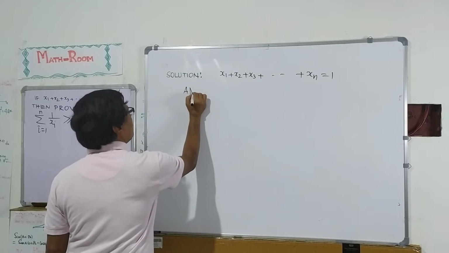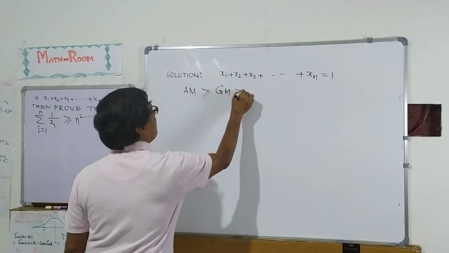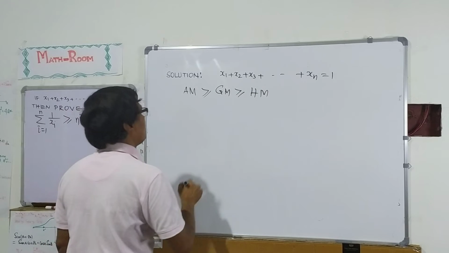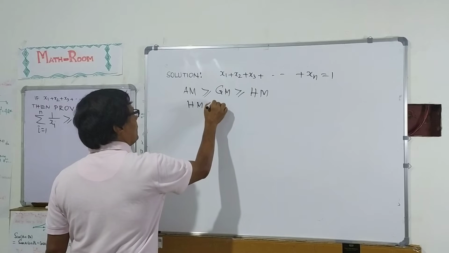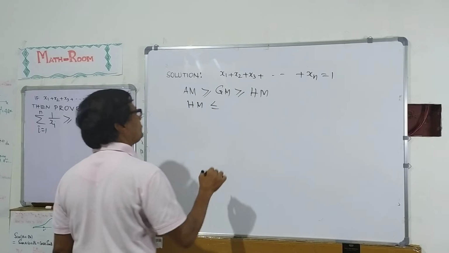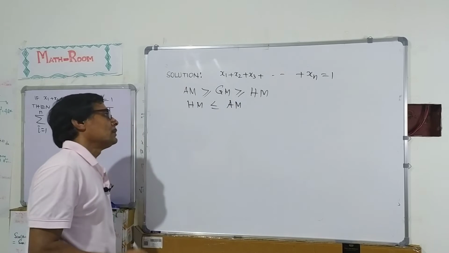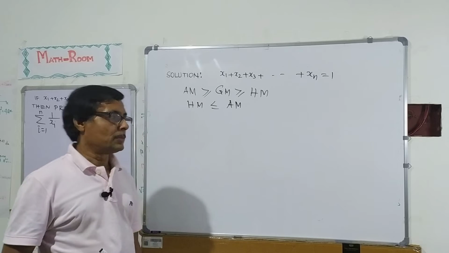arithmetic mean is greater than or equal to geometric mean greater than or equal to harmonic mean. This implies harmonic mean is less than or equal to arithmetic mean.